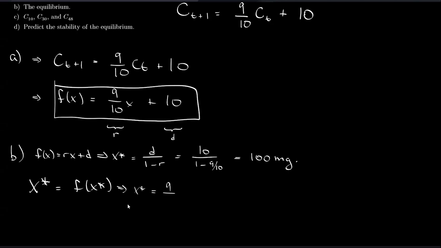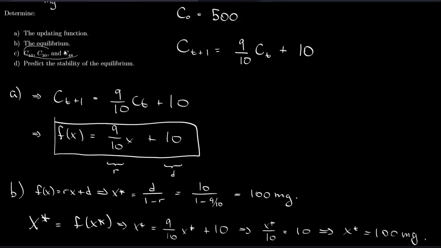What's f of x star? 9/10 x star plus 10. Go ahead and solve that, move the x star to the other side. We get x star over 10 is equal to 10, so x star must be 100. That's not news, we just got that. Okay, that's our equilibrium.